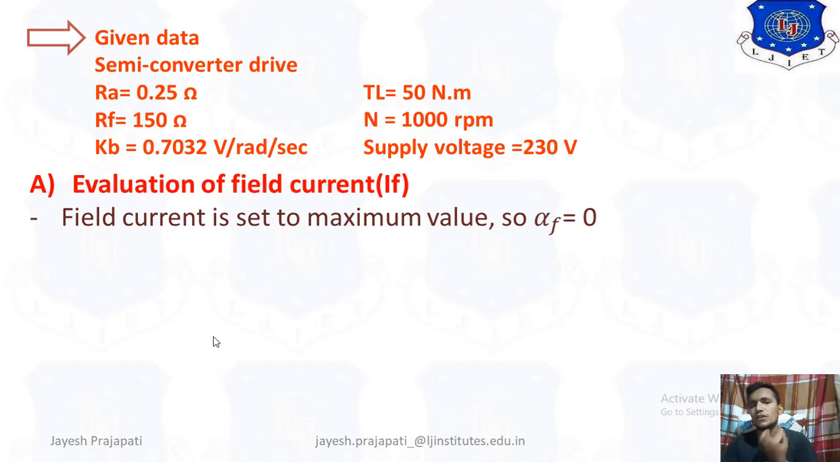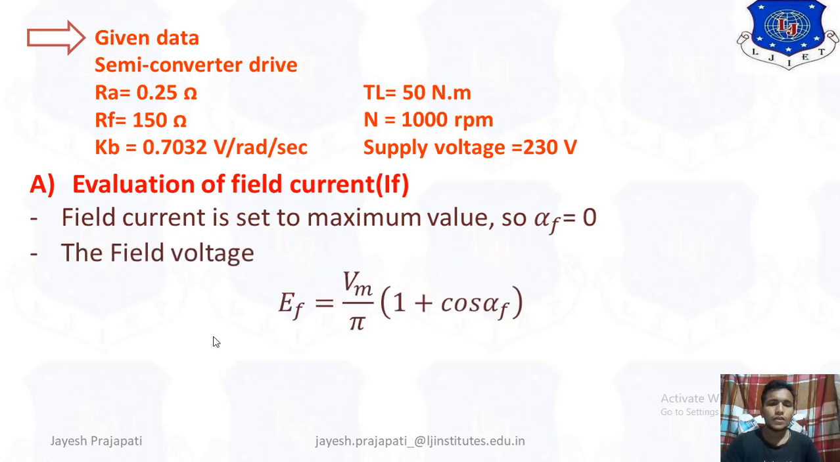Because the field is constant, we have to take the maximum value, so alpha f is 0, and the field voltage EF is equal to Vm by pi times (1 plus cos alpha f). So that is the equation for the semi converter rectifier. Okay, average field current and field voltage waveform.